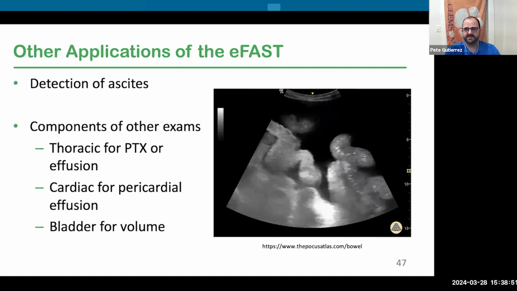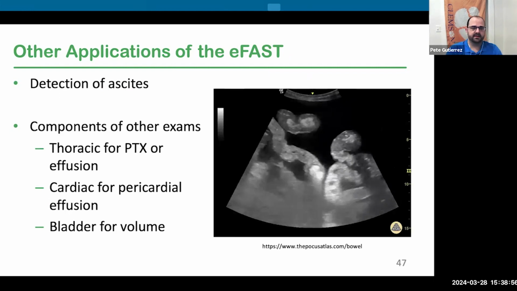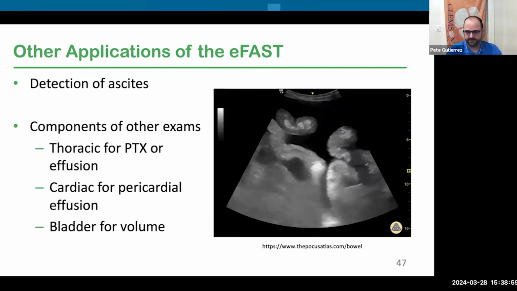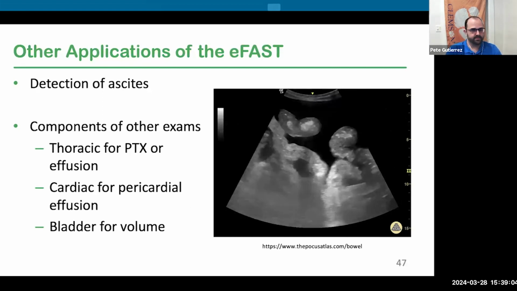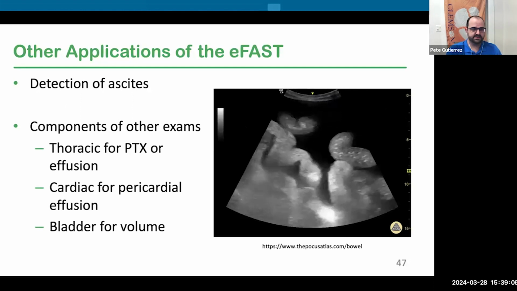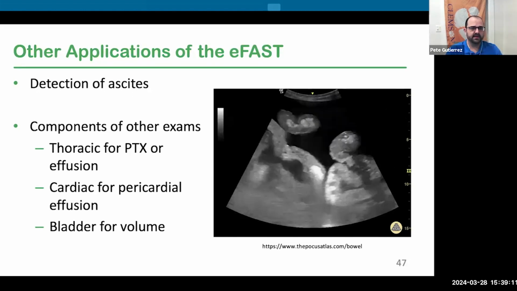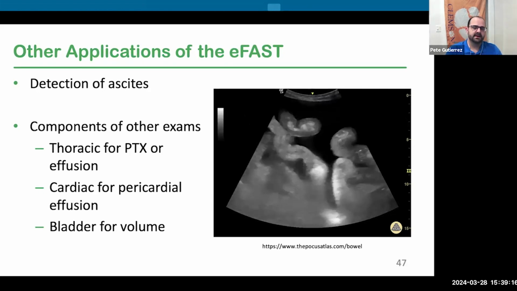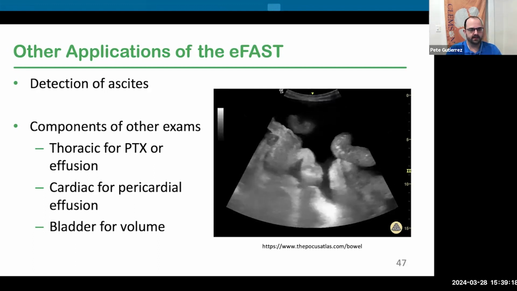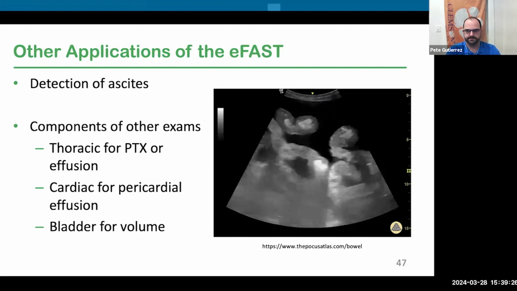And finally, components of the EFAST exam can be used in evaluation of other conditions, like in the presence of ascites, like in this image on the right. The thoracic portion can be used to detect pneumothorax or pleural effusions in other clinical settings. Obviously the cardiac portion, looking for pericardial effusions. And then the transverse and longitudinal suprapubic views are used in determination of bladder volume.